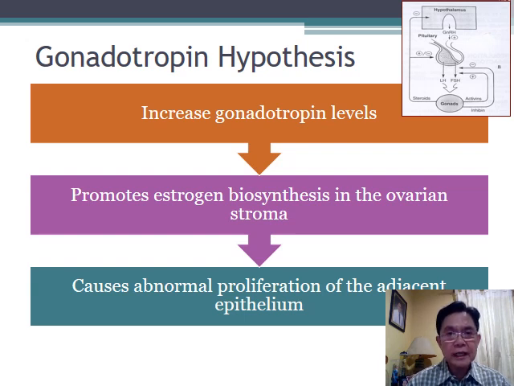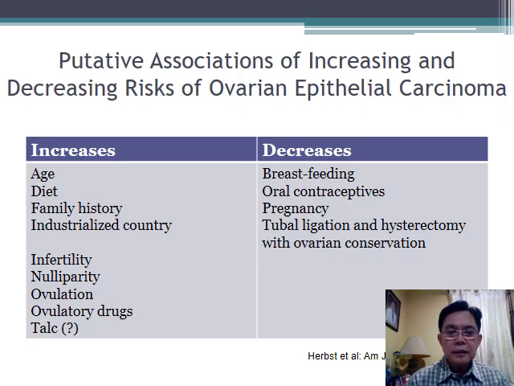On the other hand, breastfeeding and pregnancy, or even the use of your oral contraceptive pills, prevents ovulation, and therefore might be a protective factor in the development of ovarian cancer. So this table summarizes the factors that increases or decreases the risk of a woman to develop ovarian cancer.